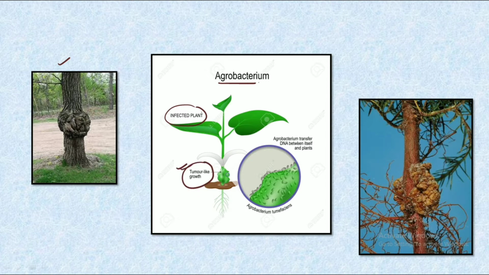So we can see the Agrobacterium transfers DNA between itself and the plants. As a result of this infection, you can see crown gall disease on the bark of the tree and also on young stems. It is one of the most infectious bacteria present in nature, which can infect the cell to a very harmful extent.